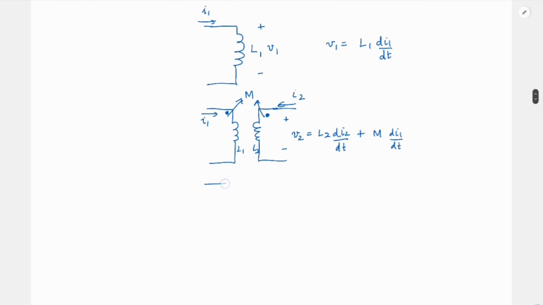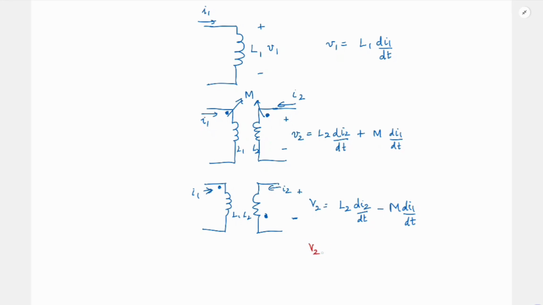Now if the dots are on opposite sides, with I1, I2, L1, L2 like this, my V2 will be L2 dI2 by dt, which will not change because it only depends on L2. But here I will have M dI1 by dt. Whatever current is flowing here is I1, but the positive side is on the negative of V2, so it will be minus. For the second case, you can think of the M term as being generated like this.